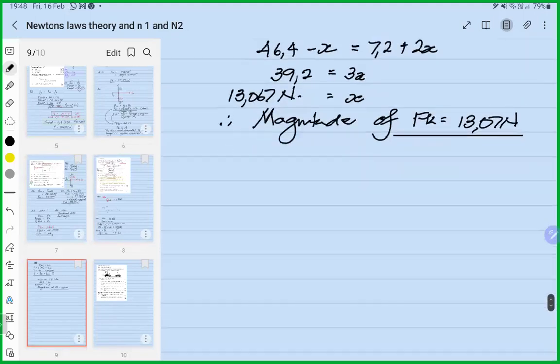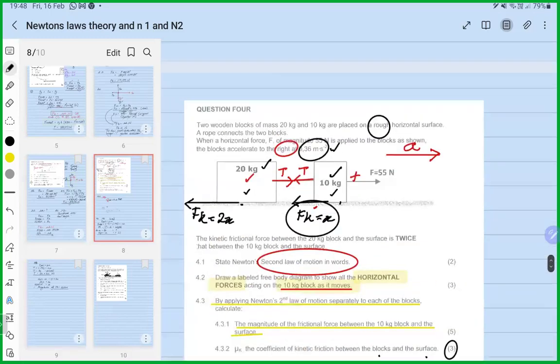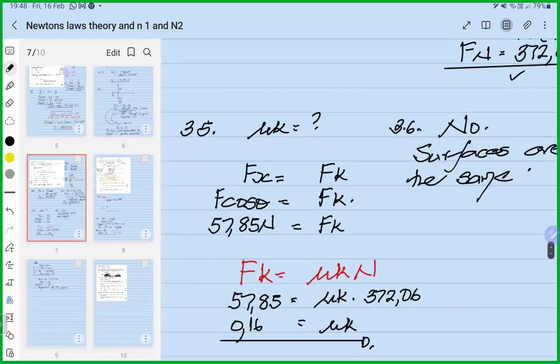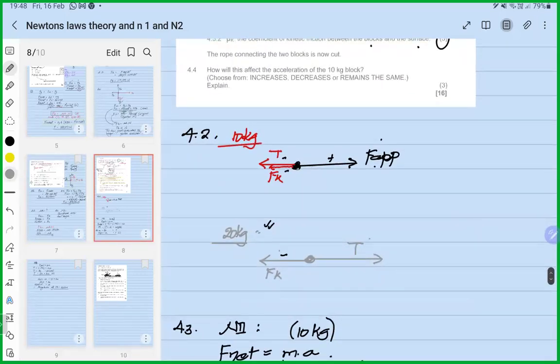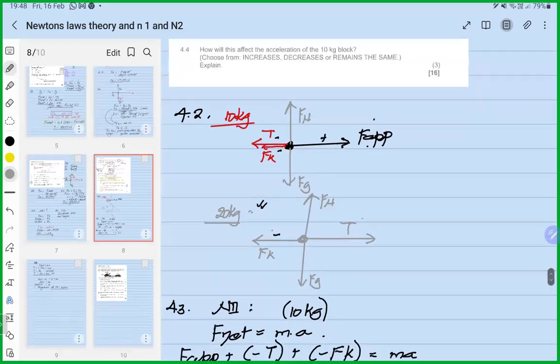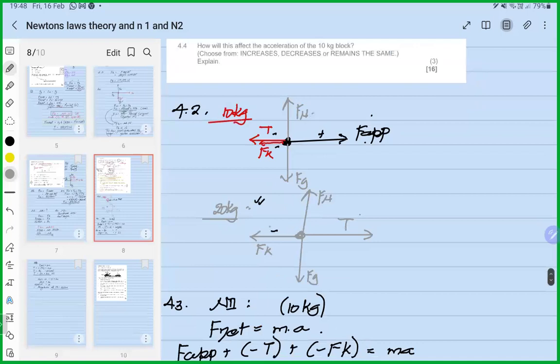Now, to work out your coefficient, you actually need your normal. And for both of these, it doesn't matter which free body diagram you use, your gravitational force here is equal to your normal here. And here as well, your gravitational force is equal to your normal. They didn't ask for this, so please don't put this on your free body diagram. You need to rub it out. So I'm going to firstly work out my normal force for the 10 kilogram.